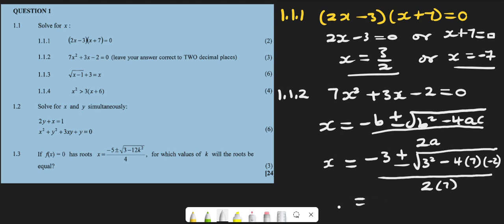And then when you get to this step, you just use the calculator and punch everything in as it is, but changing the signs from positive to negative and also from negative to positive. So if you use the positive here, you are just going to get the answer, which is 0.36, and then you will say, or x equals, when you use the negative here, you will get negative 0.79 as your answer, and then we are done for this one. So now let's go straight to 1.1.3.